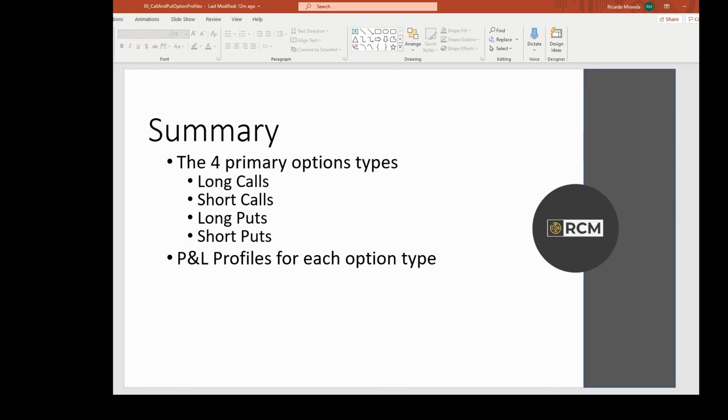In this session, I discussed the 4 primary option types. These are the long calls and short calls, both on the call side of the options chain. There are also the long puts and the short puts, both on the put side. I discussed the profit and loss profiles for the 2 types of call options and the 2 types of put options and how they relate to the call and put options on Thinkorswim's options chains.